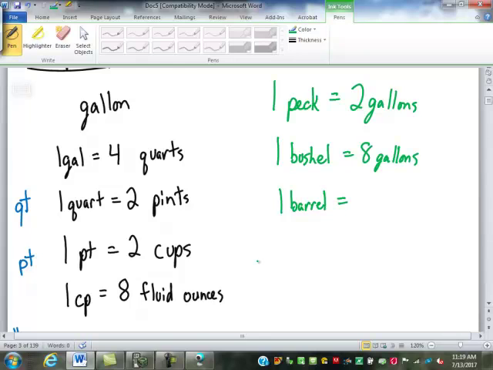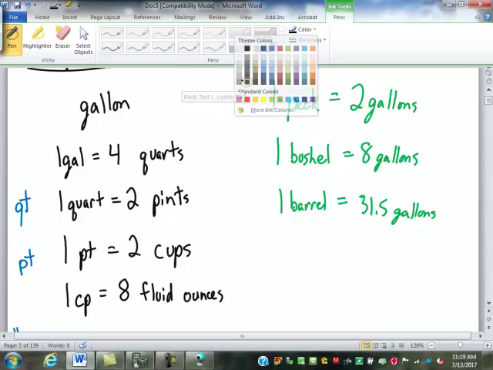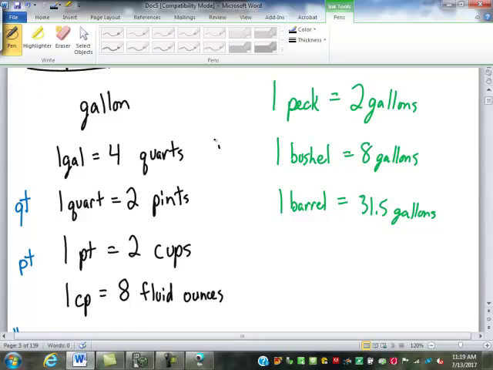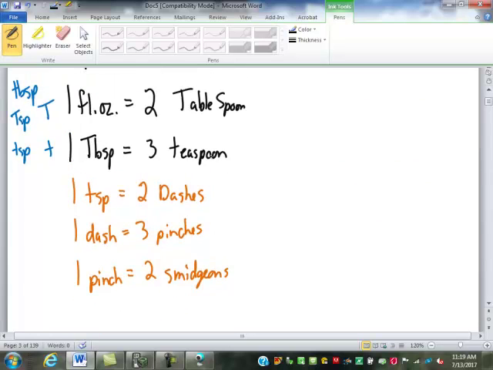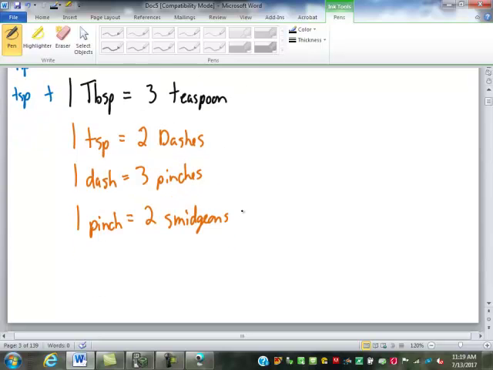Anybody know what a barrel is? Well, most people say 55, but 55 gallons is a drum. A barrel is 31.5 gallons. And yes, a barrel was actually wooden. Okay, so those are our sizes. Now again, just like all of our lengths, they're called standard units, but they were not standard from one country to another. They were unfortunately very different.